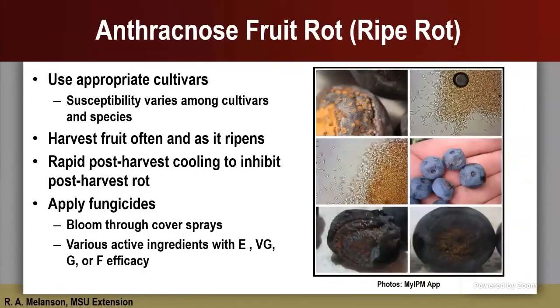So for anthracnose fruit rot, you want to use appropriate cultivars. Susceptibility does vary among cultivars and species. Again, to try and prevent the fruit rot, you want to harvest fruit often and as it ripens. That post-harvest cooling is important. And then fungicides are another useful tool for this disease as well. Those fungicides will be applied from bloom through the cover sprays. And there are numerous active ingredients that are available that range in efficacy from fair to excellent.